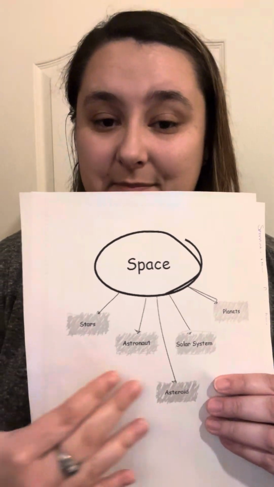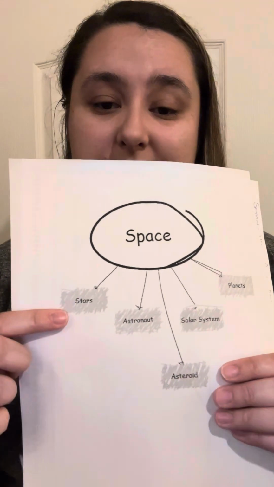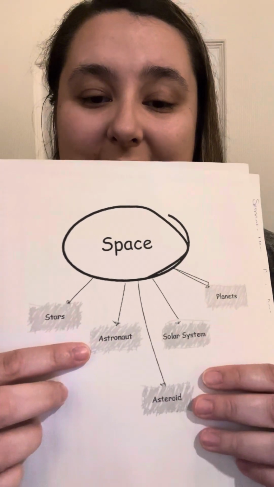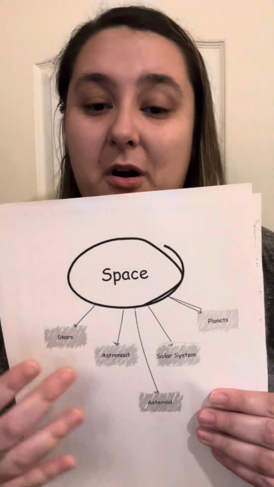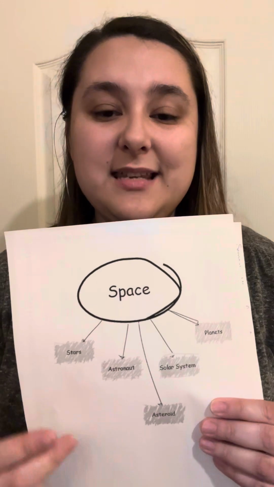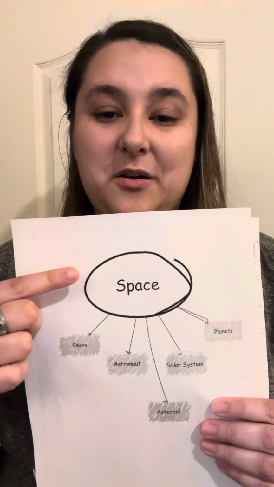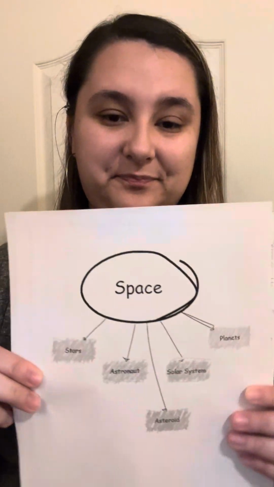So this would be where their prior knowledge would come in. We know in space there are stars, astronauts, asteroids, solar system, and planets. These are all things that are connected to space, all things that you can find in space. And so that would help the student understand what that word is.